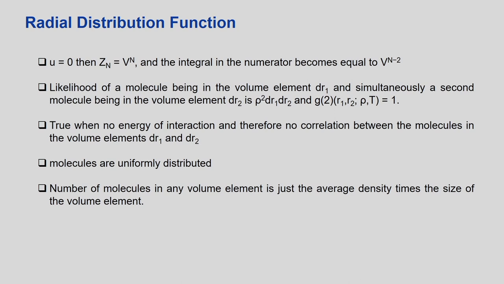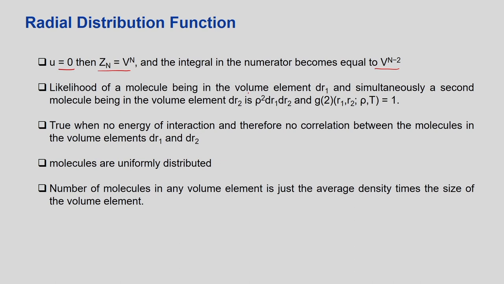If the molecules are close to each other, they will feel the presence of each other. And because of this presence, the Boltzmann factor comes into play. Obviously, when U is equal to 0, if you put in those expressions, you will see Zn equal to V to the power of n, if I consider an atomic system. And the integral in the numerator becomes equal to V^(n-2). This V^(n-2) becomes V^2 if it is a two atom system, so it will be V^(n-2) over 0. So it all cancels out.